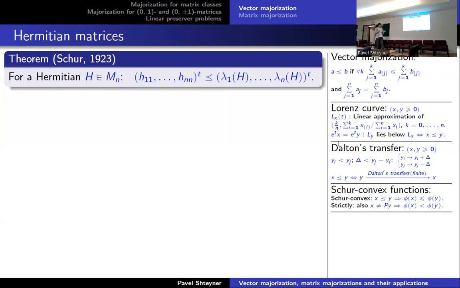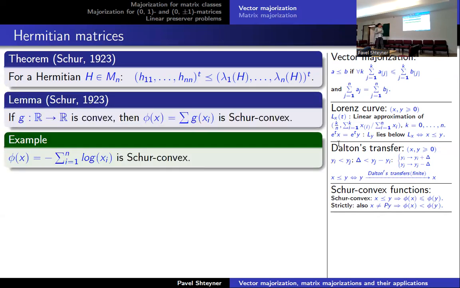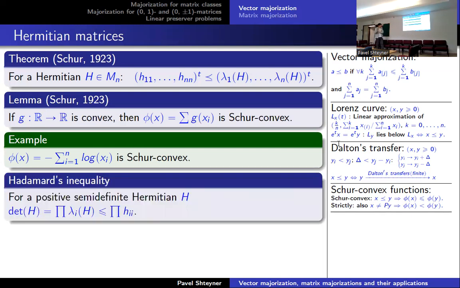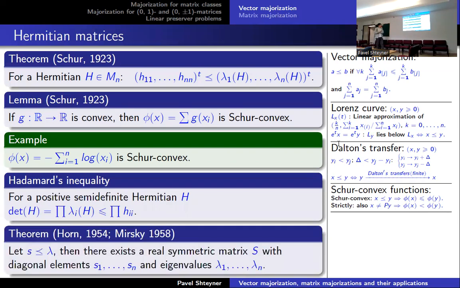So you have a majorization, now you need an appropriate Schur-convex function. If g is a real convex function, then phi of x, which is the sum of the images of g on the components of x, is Schur-convex. Using this function for positive semi-definite Hermitian matrices, you can prove the Hadamard inequality. You can reverse this theorem, actually even provide a stronger result, the theorem by Horn.